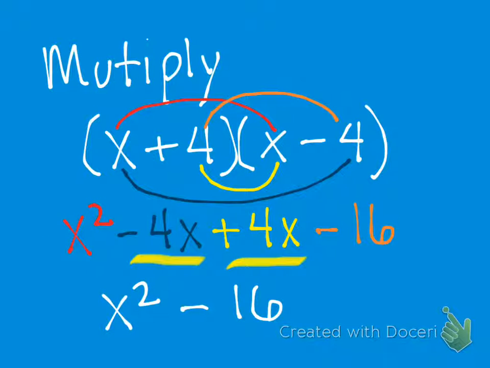Now look at the example. Multiply x plus 4 times x minus 4. When I use FOIL, x times x gives me x squared. The outside terms, x times negative 4, gives me negative 4x. The inside terms, 4 times x, gives me positive 4x. And last term times last term, 4 times negative 4, gives me negative 16. The two middle terms can be combined, but when you combine those, they cancel each other out. So your final answer is x squared minus 16.